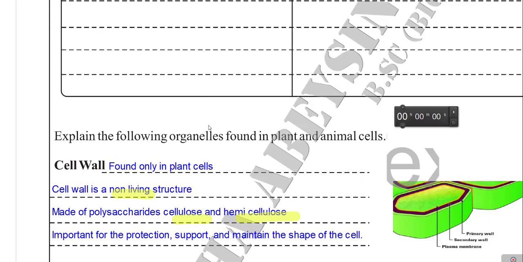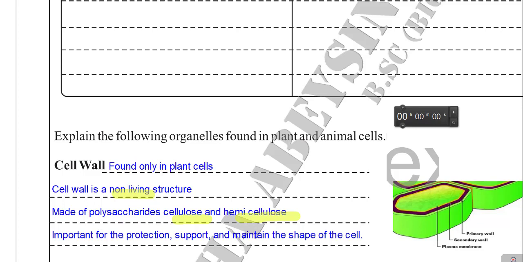Right? Part by part we will discuss. The cell wall is found only in the plant cells. See? This cell wall, the green color we have drawn there. That's a cell wall. Cell wall is not a living structure. Right? It is a non-living structure. Made of polysaccharide.